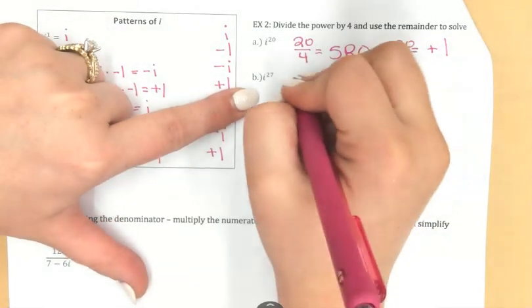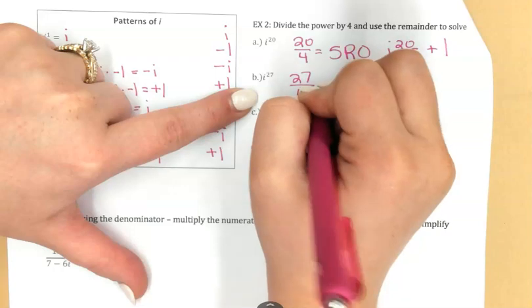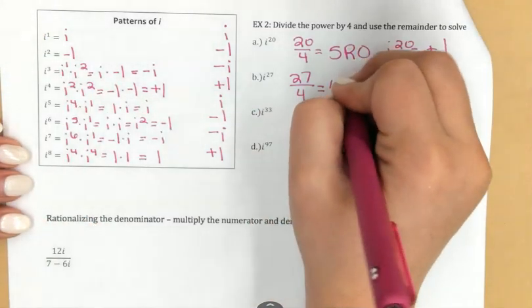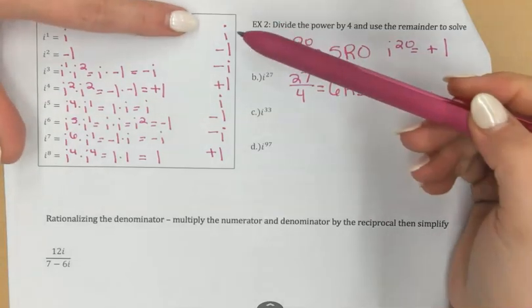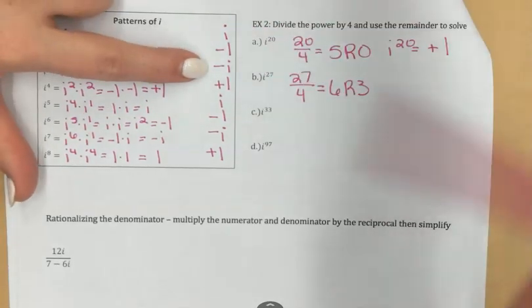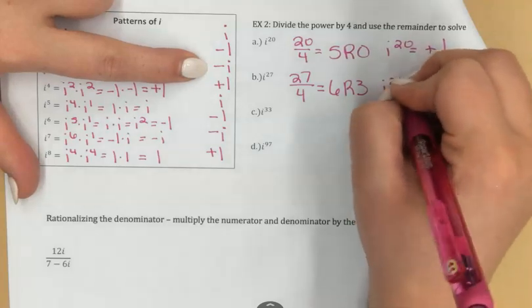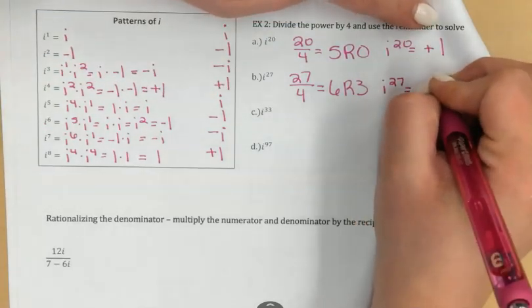If I have i to the 27th, I'm going to divide 27 by 4, and that will give me 6 remainder 3. So that means I'm going to go through the whole cycle 6 times and end on the 3rd stop. 1, 2, 3. i to the 27th is -i.